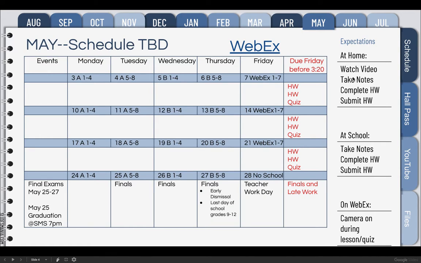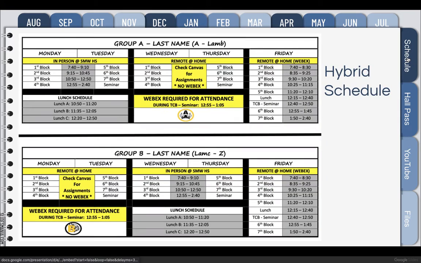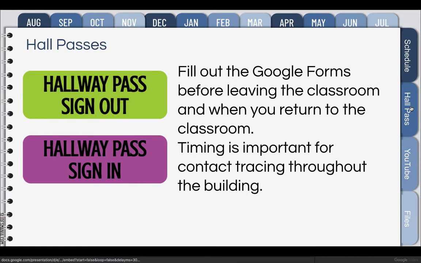Woo! Over here on the right, I've got the schedule. So the schedule is the hybrid schedule. Everybody's seen this. The hall passes: these are the same green and purple links that are out in the hallways. This is my personal YouTube page for my calculus class, so they can get to anything that we saw last semester. It's all organized into, what are those things called? Playlists by unit.